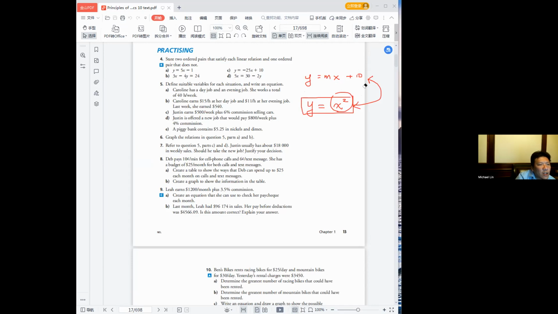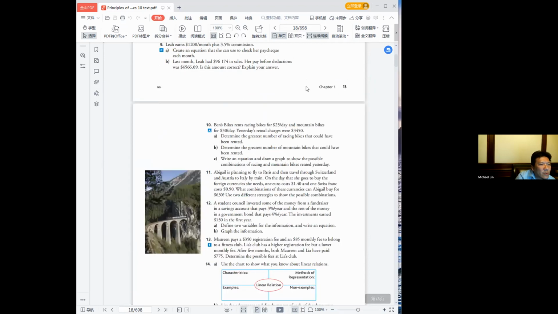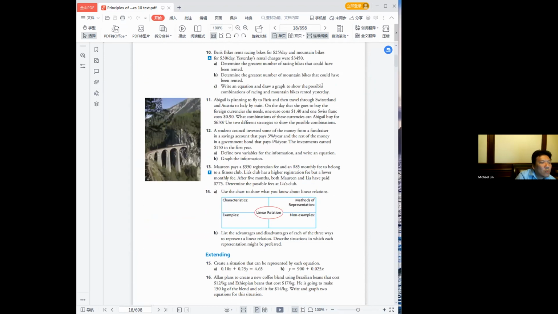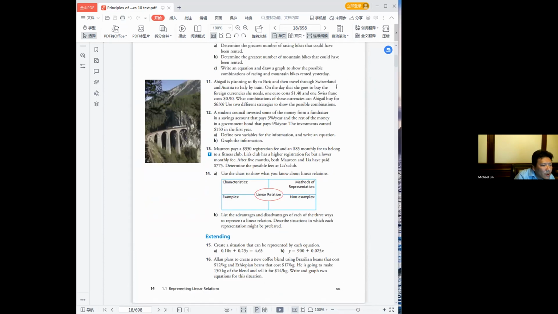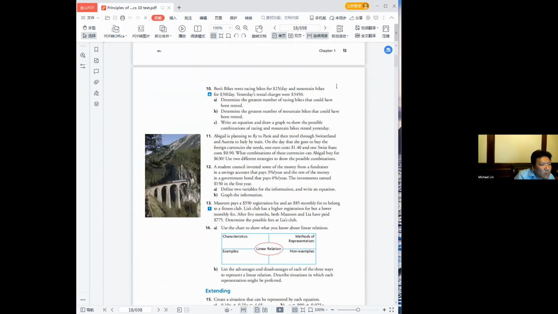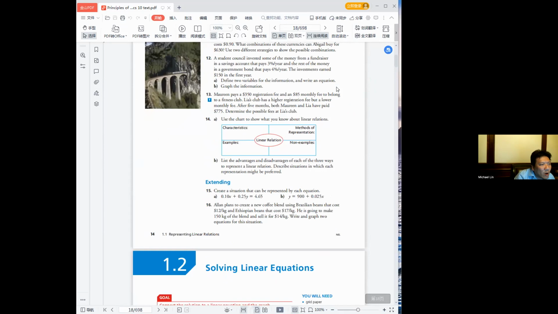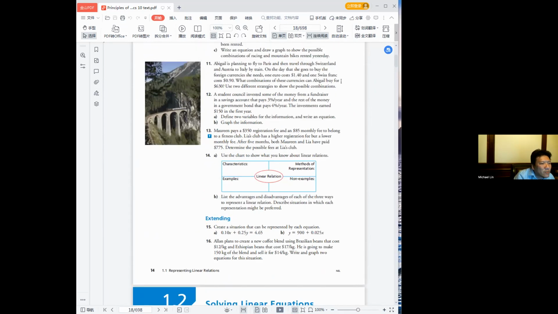Okay, and again, it might be kind of straightforward. It's kind of common sense for everybody, I think. But that's basically what they want you to know for the purposes of this lesson. Okay, so let's practice writing a word problem or an equation in terms of a linear relation.